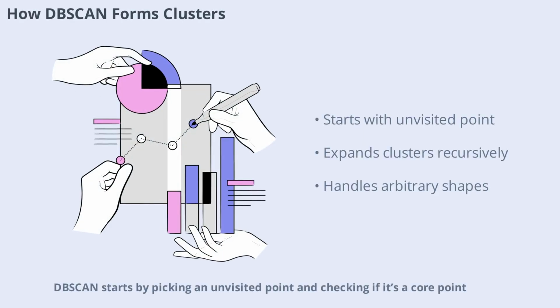DBSCAN starts by picking an unvisited point and checking if it's a core point. If it is, the algorithm expands the cluster by adding all reachable points within the epsilon radius. This process continues recursively, connecting dense regions. If a point isn't a core point, it's marked as noise or a border point. This approach allows DBSCAN to discover clusters of any shape and size.